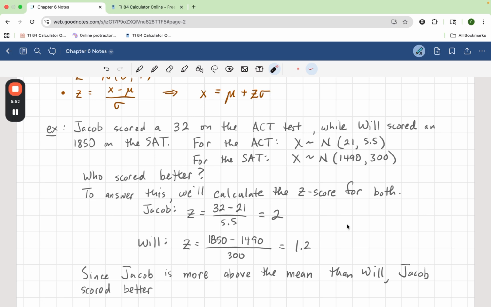Will still did really well with an 1850. So if we calculate Will's z-score, it's a 1.2. So it looks like Jacob is more above the mean than Will. So Jacob scored better. That's the conclusion we reach. So this standard normal distribution gives us a way to compare how people did in 2 totally different normal distributions, which is pretty cool.